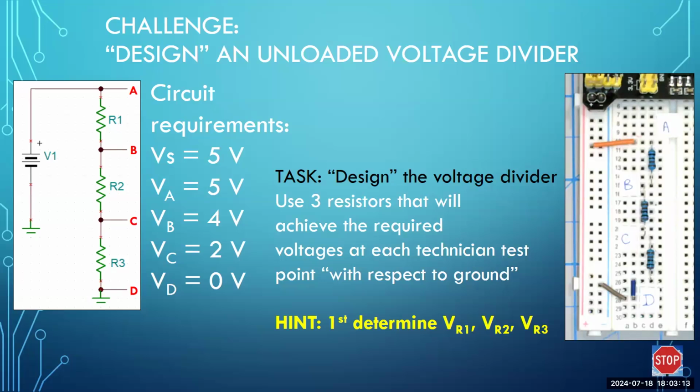Before you can figure out the resistor values, you first should determine the voltage VR1, VR2, and VR3. In other words, first of all, determine how much voltage is going to be across R1. You are already given the technician test point voltages with respect to ground. The hint is, can you figure out what each resistor will drop? What is the voltage across R1 by itself? What is the voltage across R2 by itself? What is the voltage across R3 by itself?